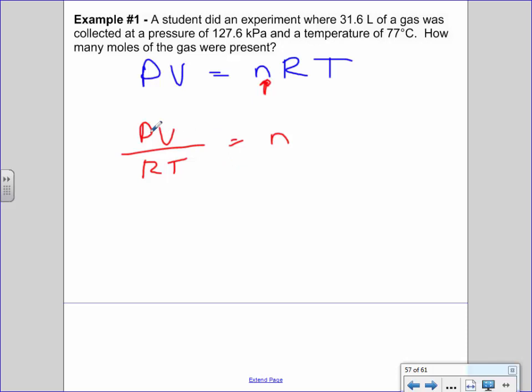Here's P times V. That's Boyle's law. Here's a V over T. That's Charles's law. Does that make sense? Like, the laws we've learned before are still fitting here. Now we just need to solve.